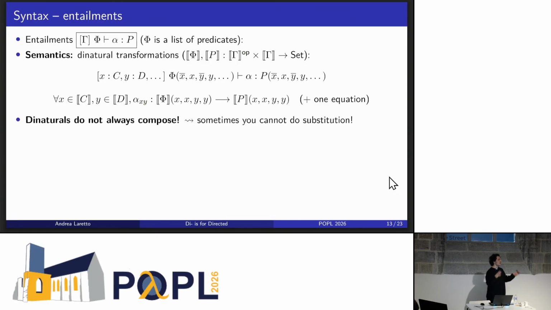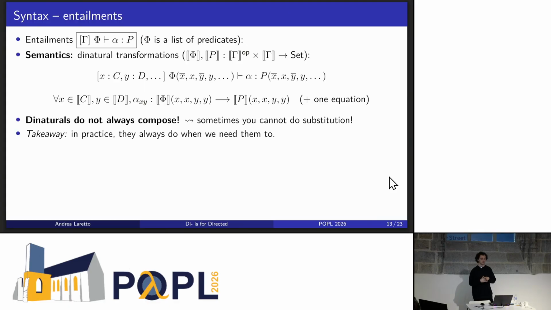The problem is that this hexagon, this equation, is not compositional, so it's very weird. And so that means that dinaturals do not always compose. And in practice, in your type theory, this means that sometimes you cannot do substitution. That's very weird, right? The takeaway from having used this type theory and experimented with it is that in practice, dinaturals compose whenever you need them to. Okay?